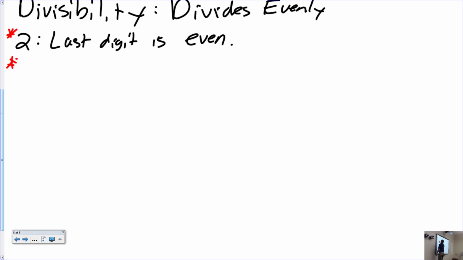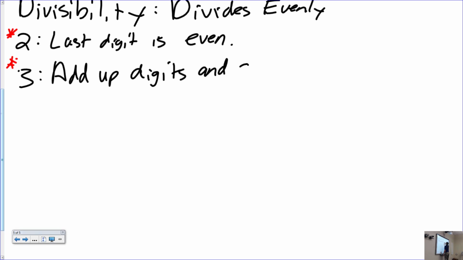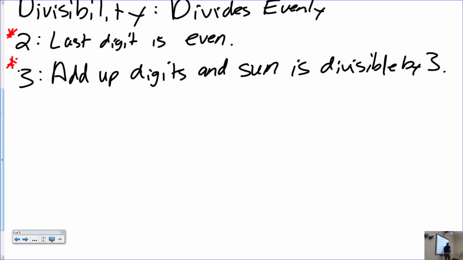you should also know this rule. When is a number divisible by 3? Does anybody remember what the rule is? 12. Awesome. There you go. Add up digits, and if the sum is divisible by 3, then the entire number is divisible by 3.